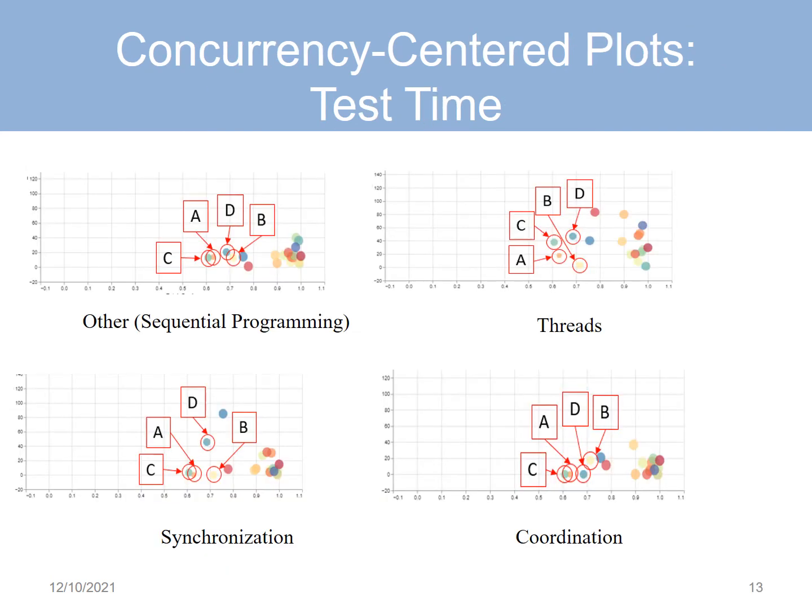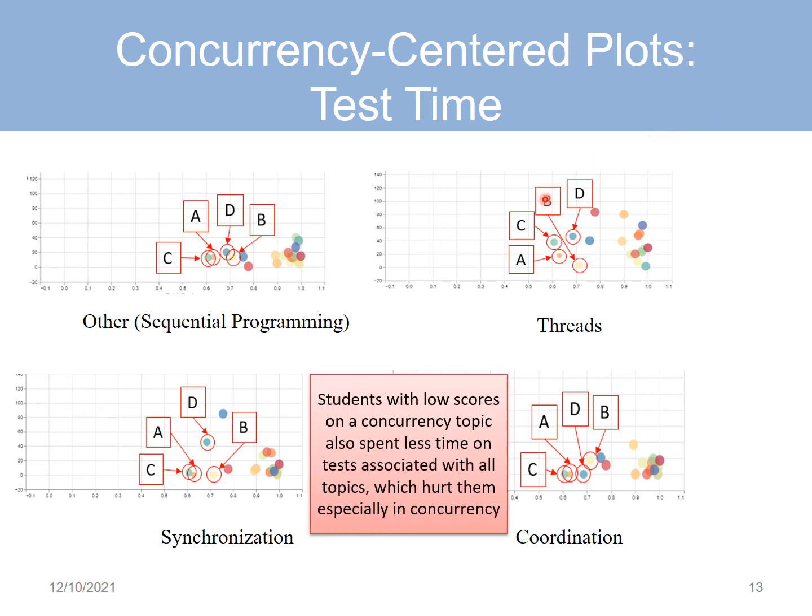What we see here is that the low scoring students had lower than average test times for all topics. And these low test times seem to hurt them more with the advanced concurrency topics than with threads or sequential programming topics. So maybe the moral we take from this slide is that low effort hurts synchronization and coordination more.